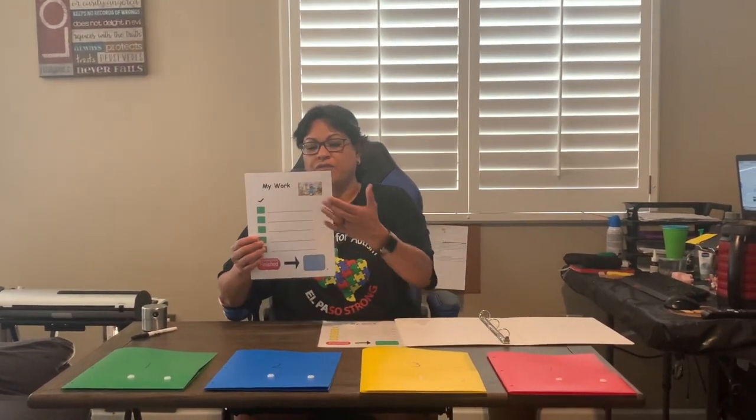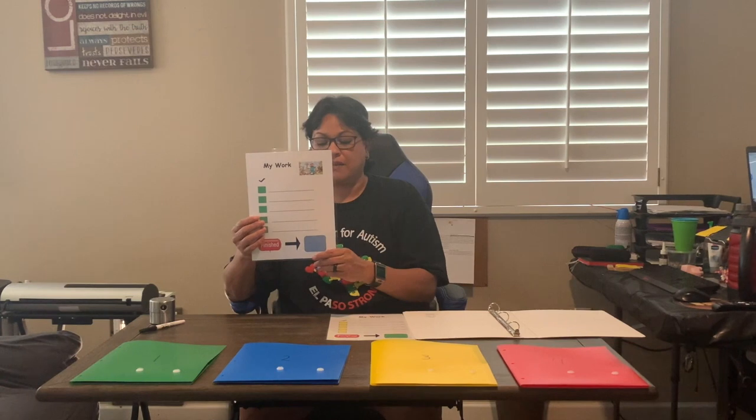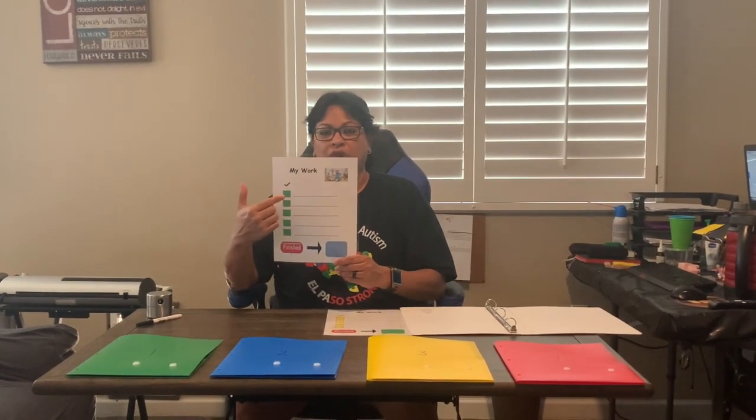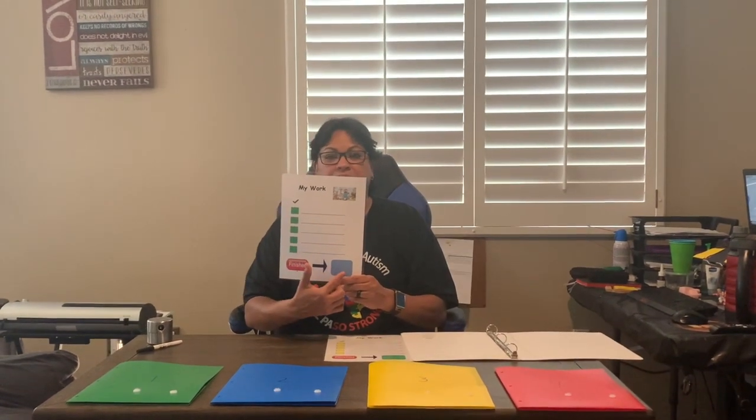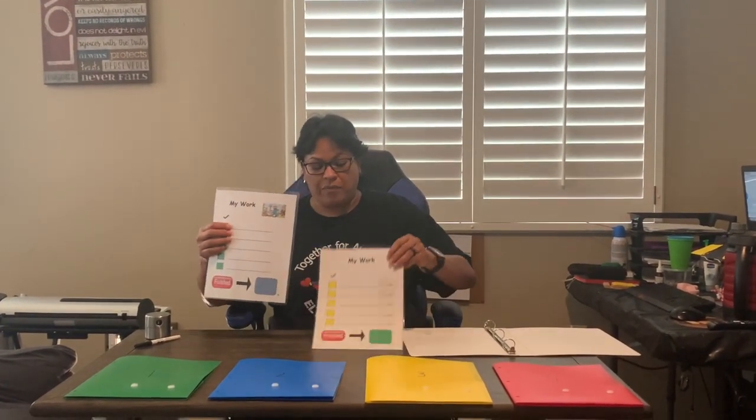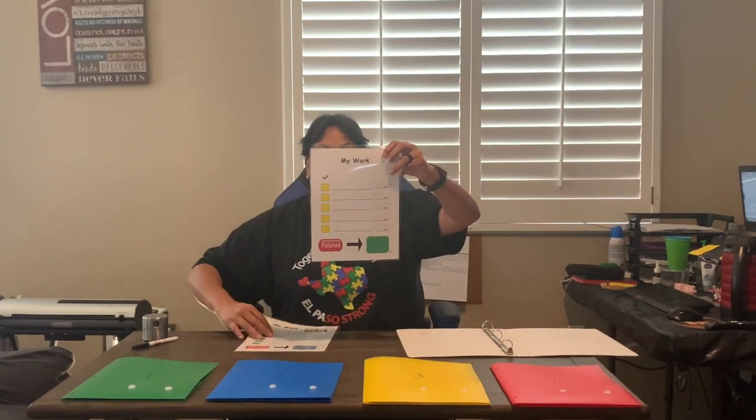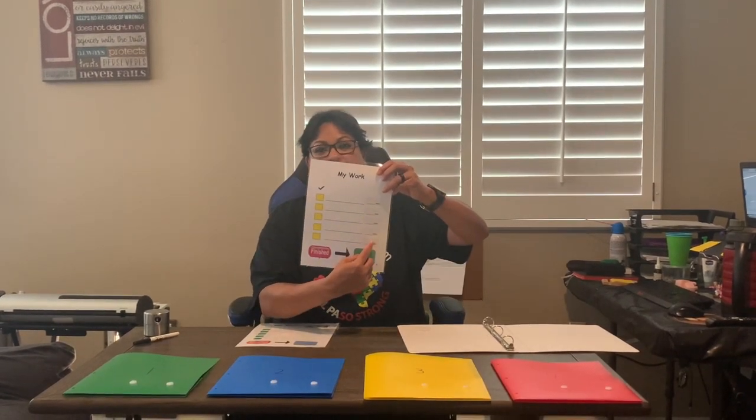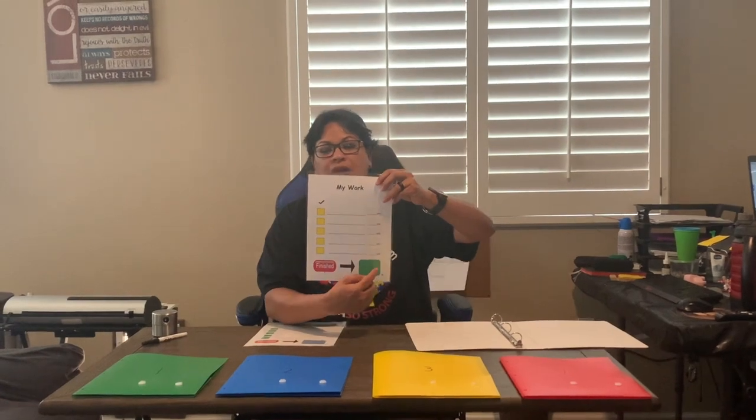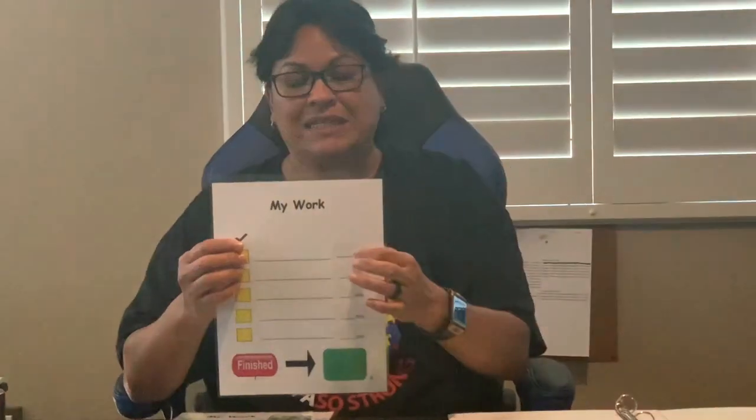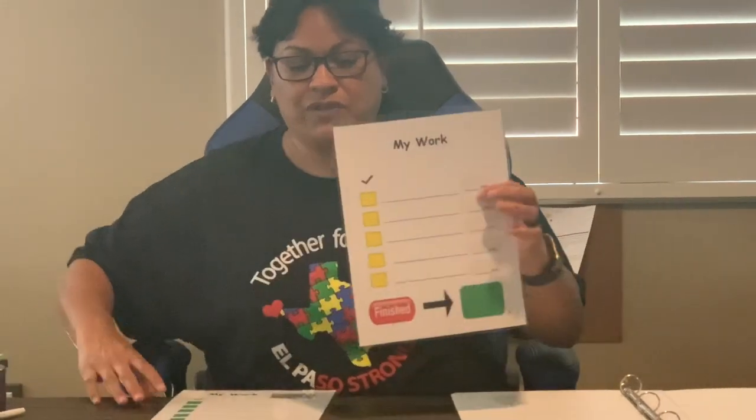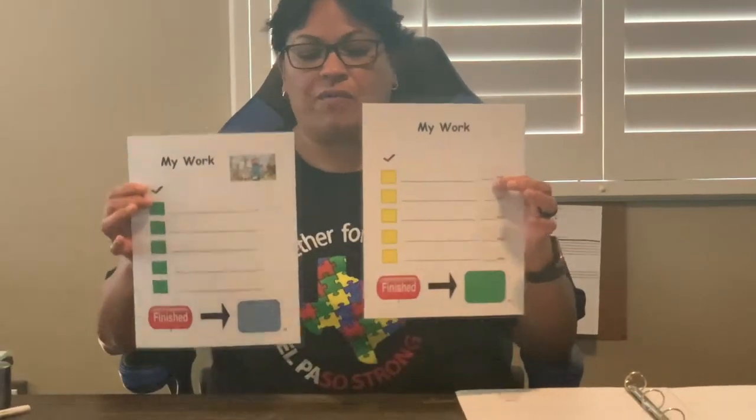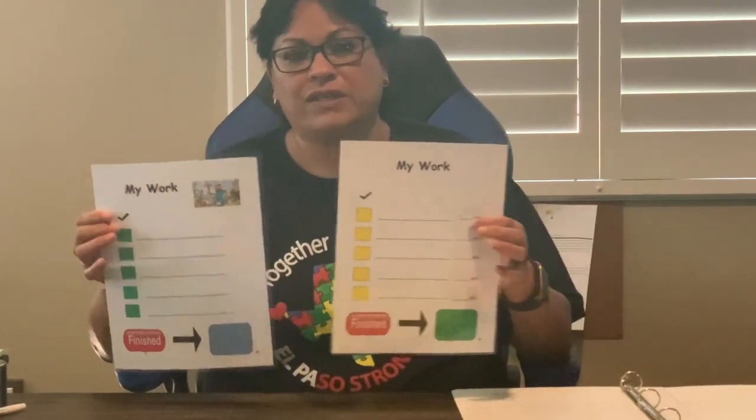For the work system in itself, you can do a checklist just like this. Same concept: what work, how much work, when am I finished, and what comes next. Now you can also implement something like this one where you have the time here in case you need a little bit more structure and your child needs to be timed, or time is important for the child. Either one of these will work for this type of work system.